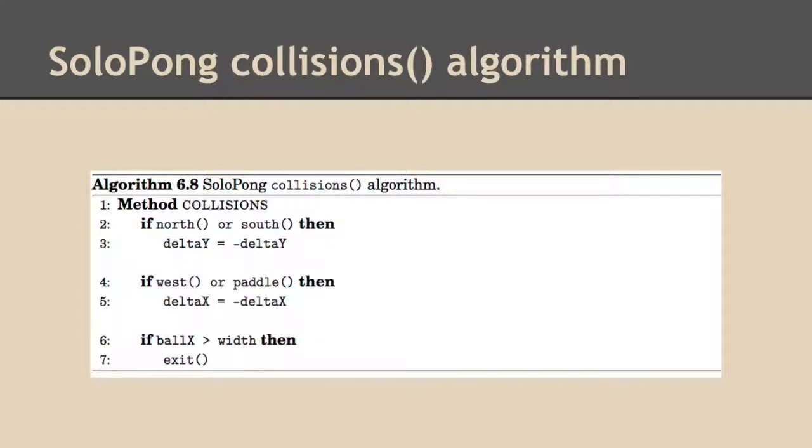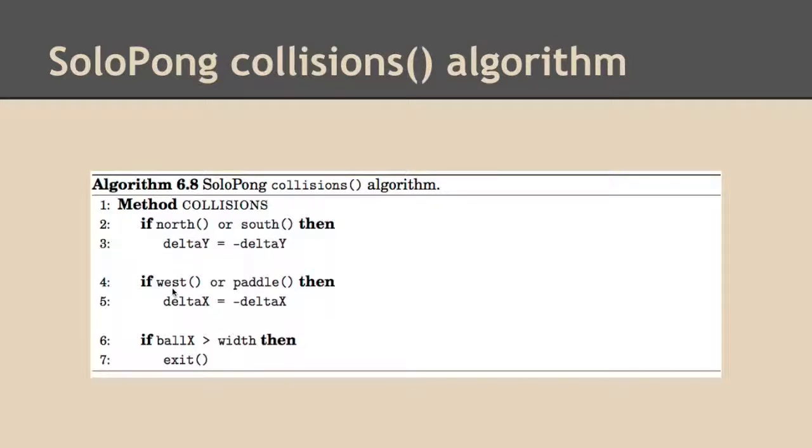Collisions is a little bit different. Remember, collisions has 4 sub-methods: north, south, west, and paddle. And it turns out that if we run into the north wall or the south wall, we want to do the same thing. That is, we want to change our velocity in the y direction. So we'll just invert our y velocity. Whatever it was before, take the negative of it, and that'll make the ball move either south if we hit the north wall, or north if we hit the south wall.